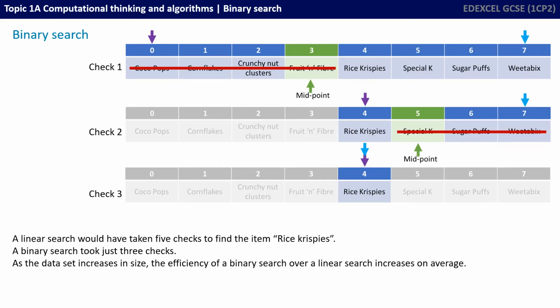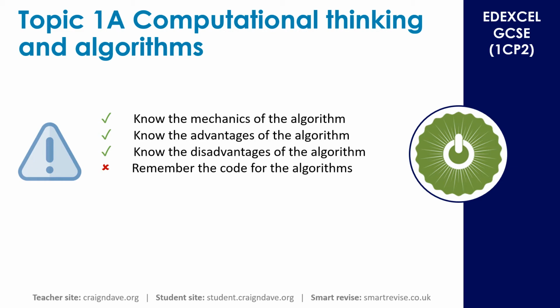However, this is not usually the case, and certainly not with larger data sets. The specification at GCSE requires you to know the mechanics of an algorithm. You should understand the advantages and disadvantages of using one algorithm over another to solve the same problem.